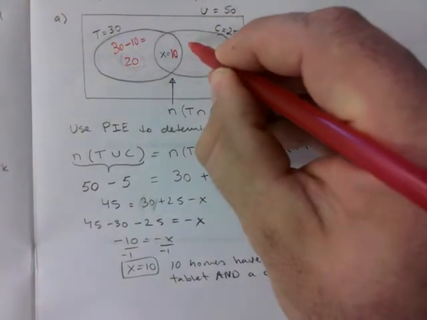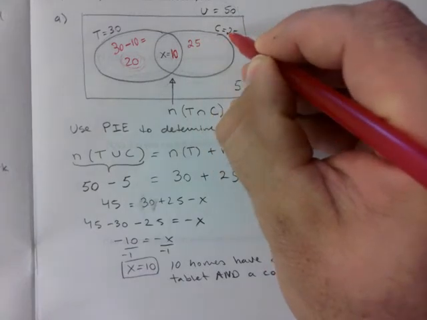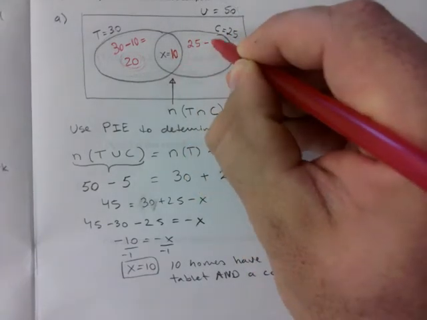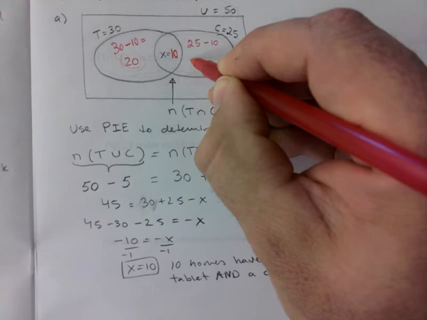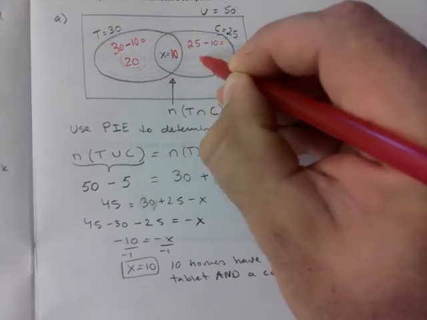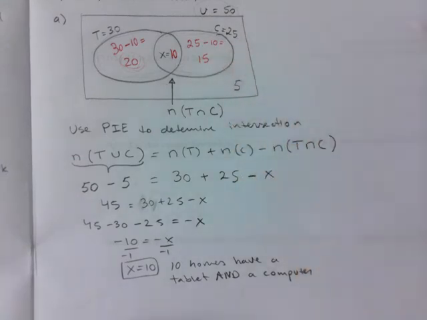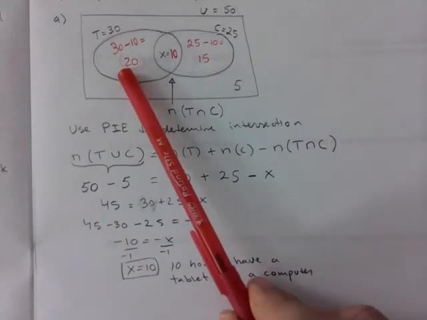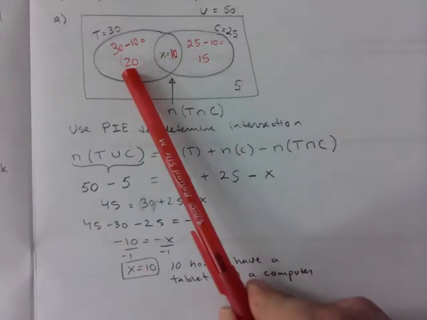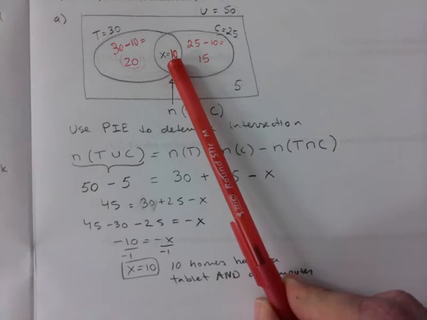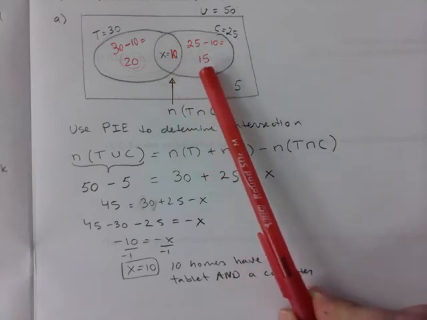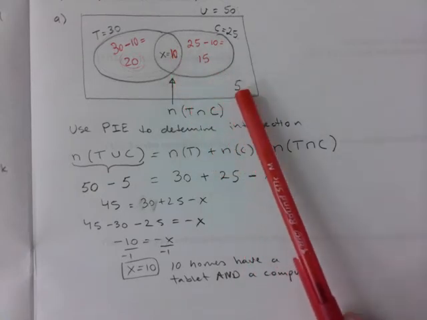On the other side, same thing. You take the 25 here, you subtract the 10, and you're left with 15 students or homes that only had a computer. And now let's do the math. You're writing this down. Go ahead and write it down. 20 and 10 is 30, plus 15 is 45, plus 5 is 50.